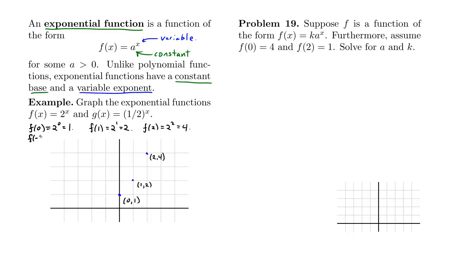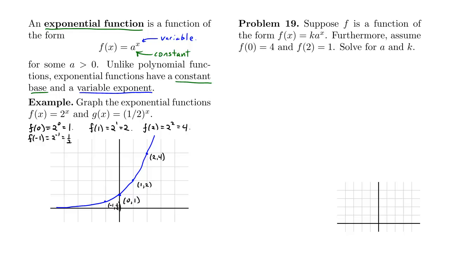We can also evaluate f at minus 1 to get 2 to the minus 1, which is 1/2. So filling in the curve, we see the shape of this exponential function. Exponential functions grow quickly as x increases, and decay quickly as x becomes very negative. They all pass through the point 0, 1.